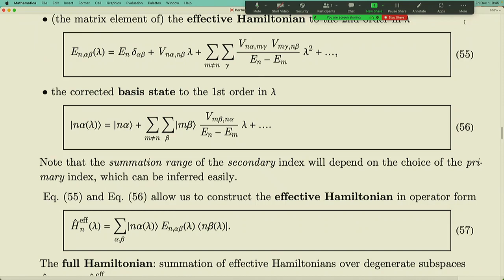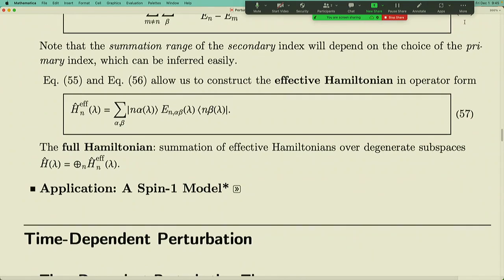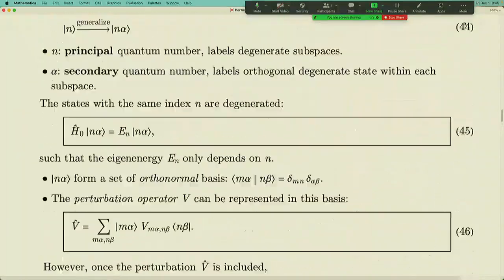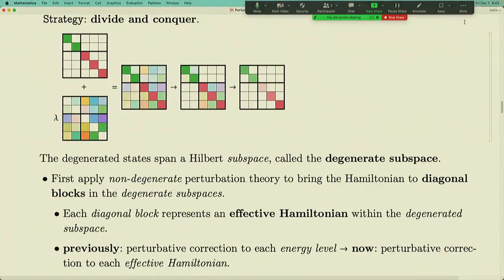So if you put all these together, one can write down an effective Hamiltonian that acts within the n subspace. So the full Hamiltonian will just be the direct sum of all the effective Hamiltonians. By that I mean that all I have been talking about so far, I have tried to explain this process. How do we come from this block, which has these off-diagonal matrix elements, to a situation that allows us to block diagonalize the matrix, and then we obtain the effective Hamiltonian within each block.